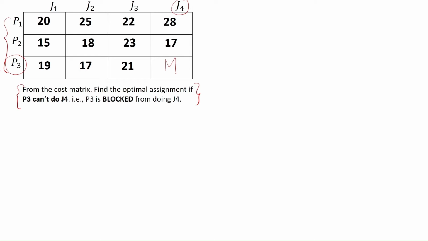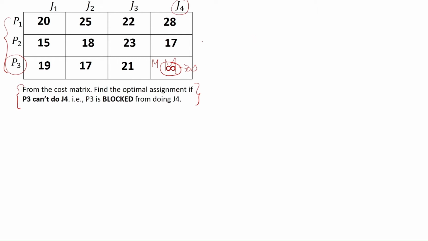That seems to suggest that P3 is asking for an excessive amount for doing job 4, which might not be acceptable, because the company wants to minimize the overall cost, and P3 is demanding a very large cost to do this job 4. So the company puts a dummy cost that is infinity, or you can also write a capital M, where M tends to infinity. Now, since the cost is infinity, this would stop us from allocating P3 to job 4.